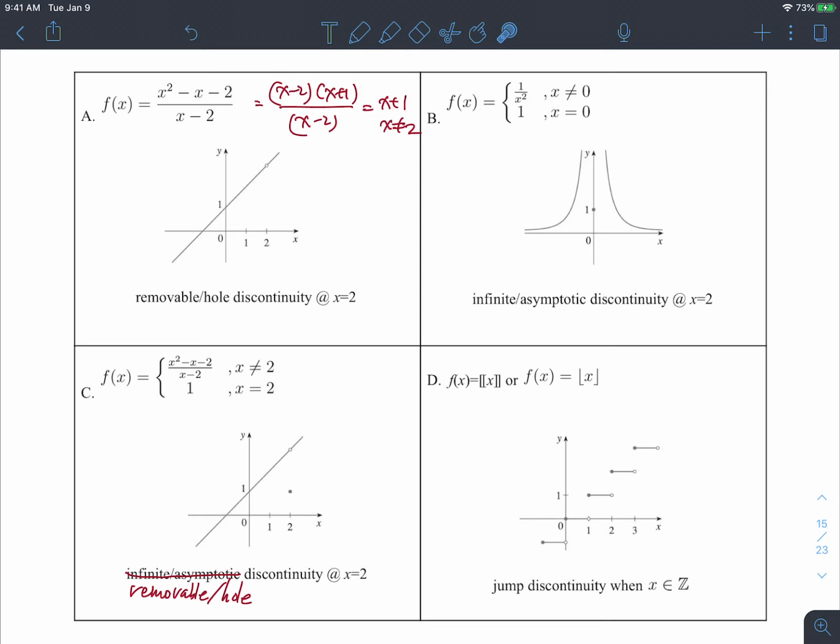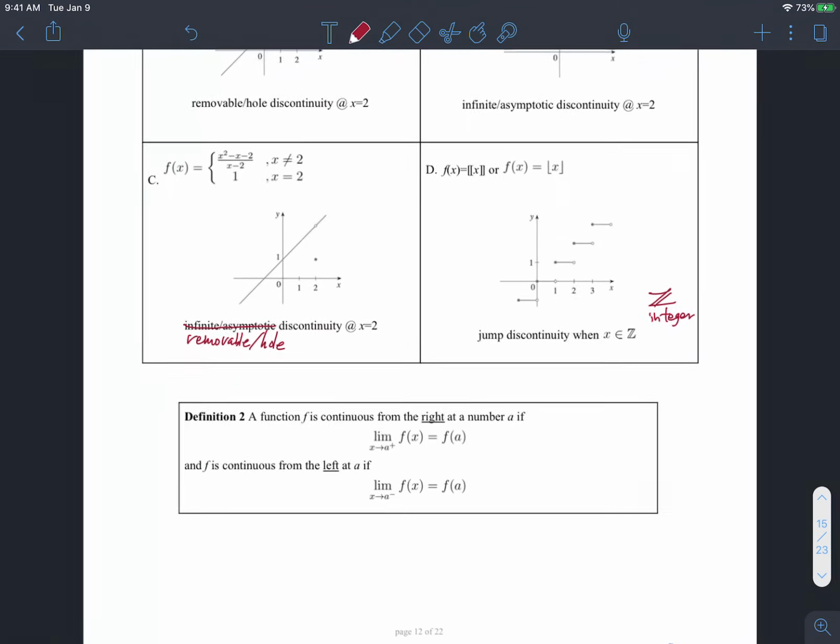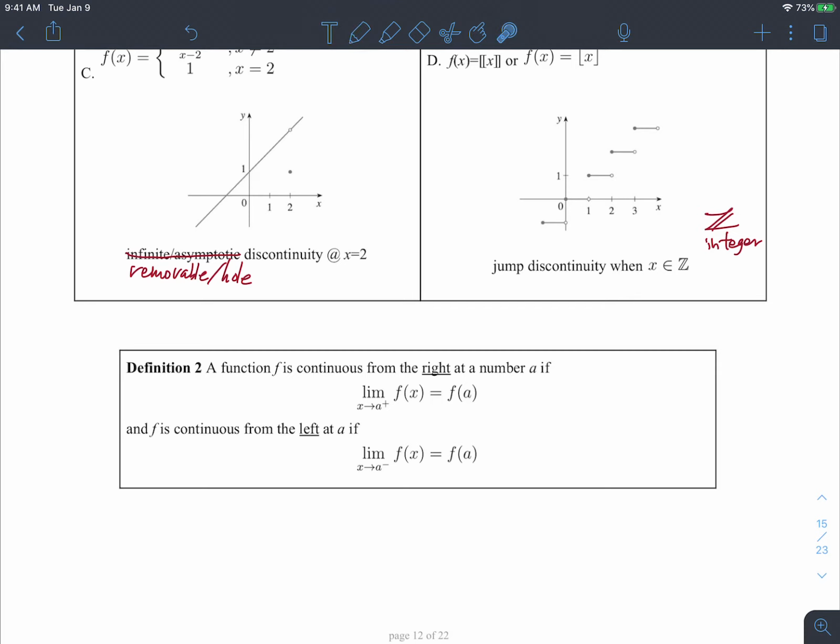Okay. And over here, this is a jump discontinuity. It jumps over here, here, here, and here, right? That happens whenever the x value is equal to an integer. So that's an integer. When you're writing by hand, we would just write Z with the extra line over there, right? That's a fancy expression for integer. Okay. All right. So let's go through some definitions here, guys.